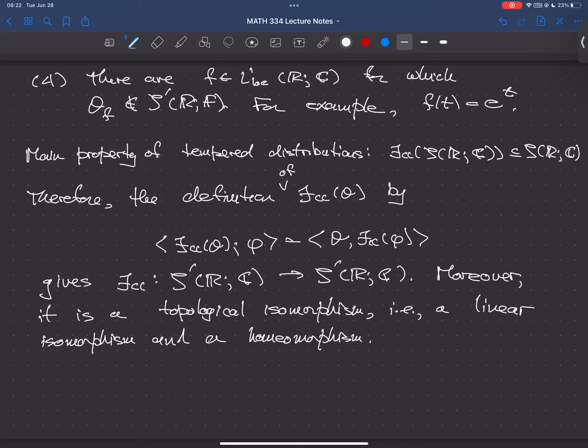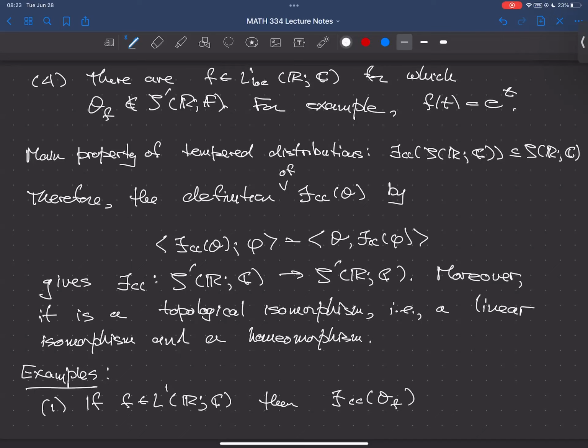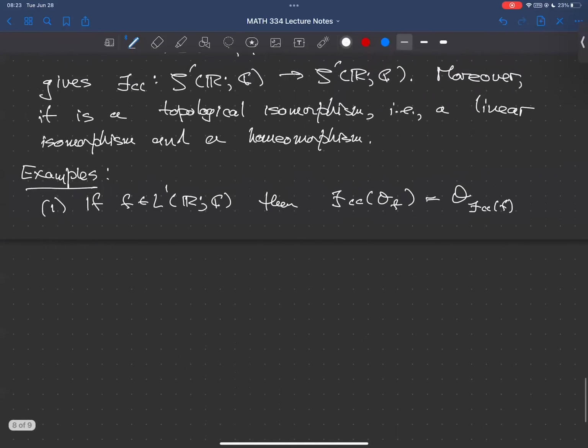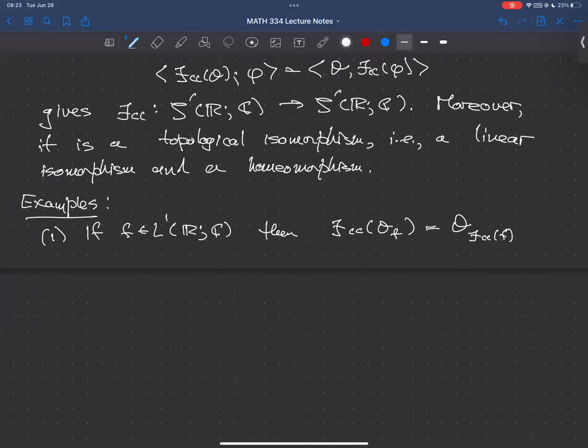All right, so maybe let's just look at some examples. As you expect, when f is in L1, then the CCFT of the distribution associated with f is the distribution associated with the CCFT of f. So it just reduces to the normal CCFT if f is for integrable signals.